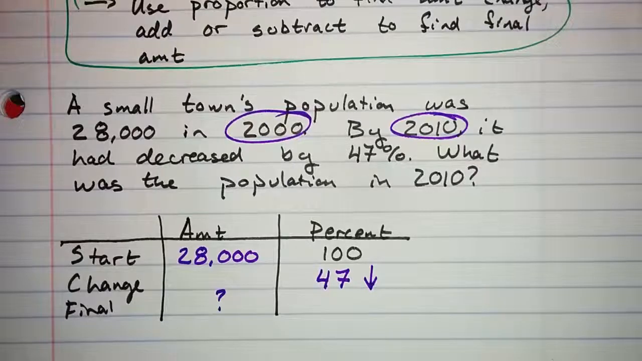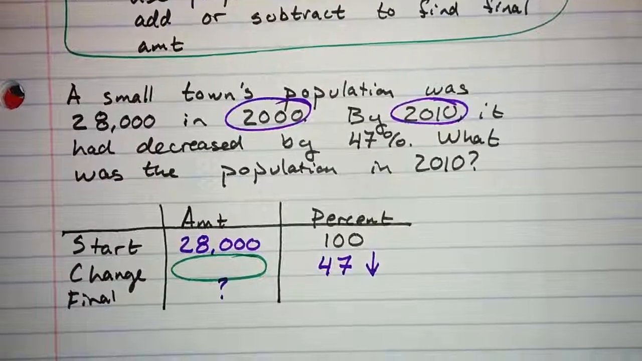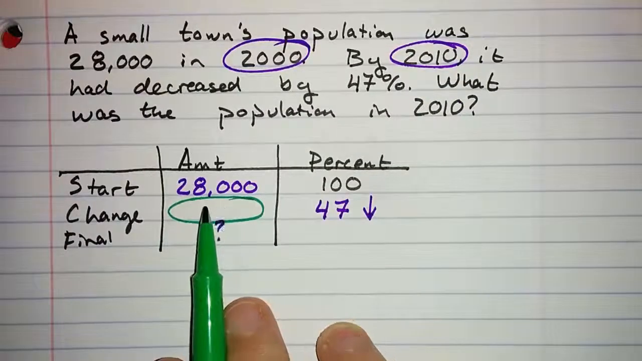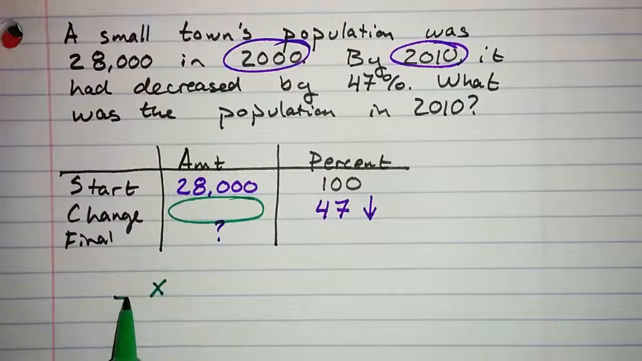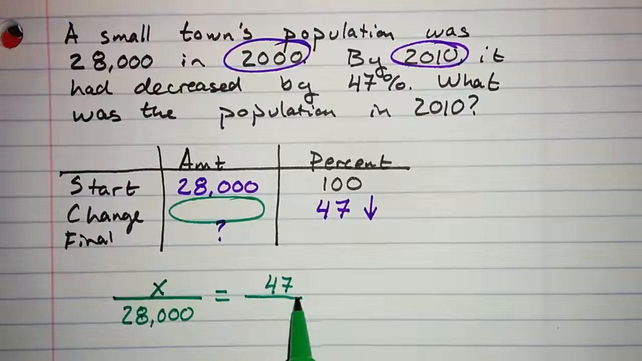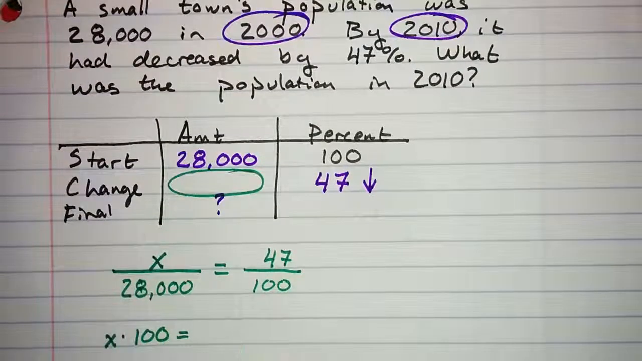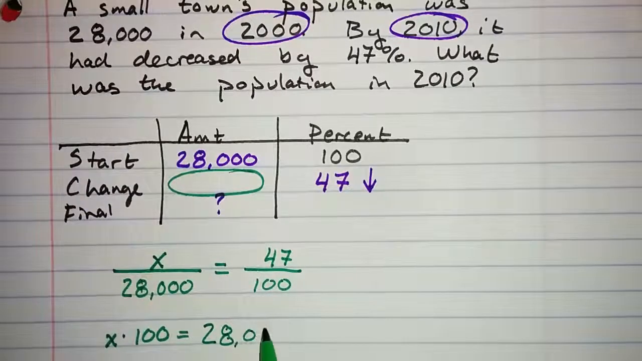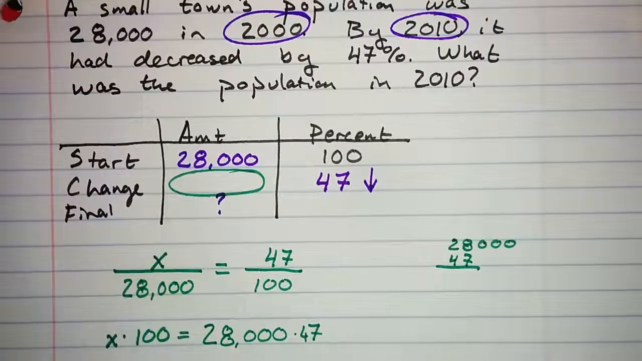Our strategy is going to be to find the change in the population, and then, since this is a decrease, we'll subtract to find the final population. So, to find the change in the population, we'll say our unknown amount change over our starting amount is 47 over 100. We'll cross multiply. X times 100 is 28,000 times 47. Doing this multiplication, that's 47 times 28 with 3 zeros on the end.